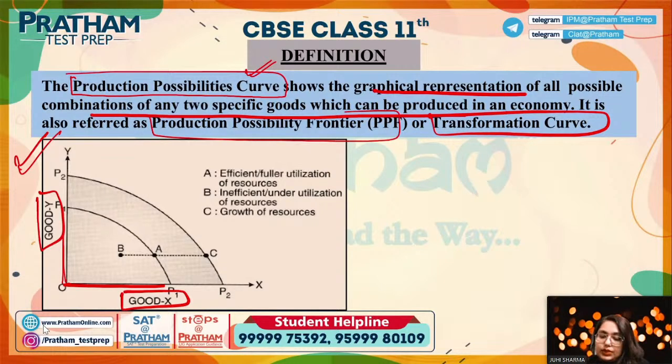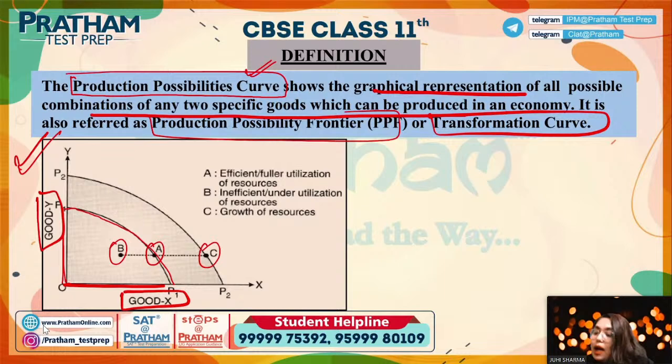All these are the points. Here you can see three points. आप point A देख रहे हो, आप point B देख रहे हो, and you can see point C. What does point A mean? Point A directly lies on the curve. इस particular curve P1 पर आपका point A lie कर रहा है. What does that mean? This means that we are using the resources to their fullest. हम पूरे resources को use कर रहे हैं, right?